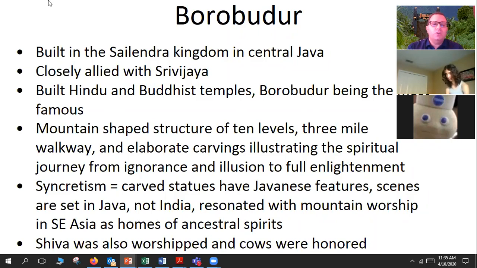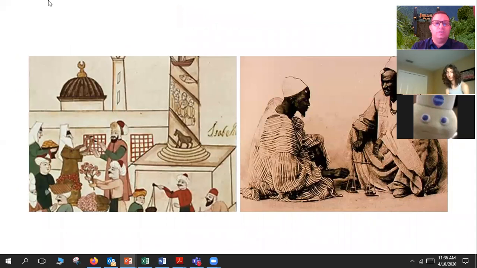As I said, they really take to Buddhism. You're going to see a lot of Buddhist statues carved in there. You are going to see them worshiping Buddhist gods, worshiping Shiva, honoring animals like the cow. All of these things are Buddhist influences that are going to make it into this area.